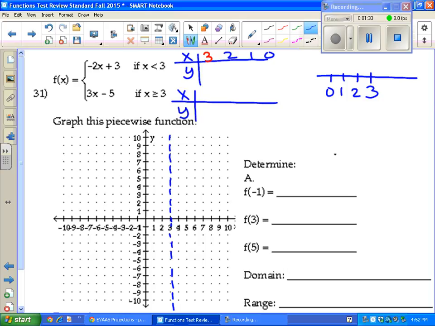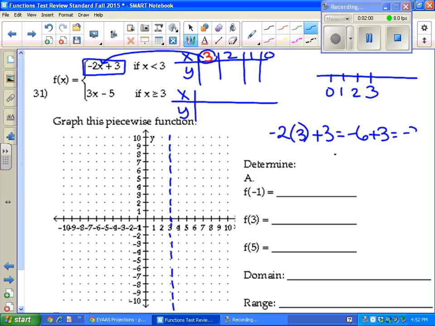So I'm now going to find my y's. Now, how do I find my y's? I'm going to take each of these x numbers that I have chosen, the numbers that I looked at on my number line, and I'm going to imagine putting them into the function. So this is the function. I'm going to put them here in place of the x. So that's going to be negative 2 times the x value of 3 plus 3. So negative 2 times 3 is negative 6. Negative 6 plus 3 is negative 3. So the y value that goes with positive 3 is negative 3.